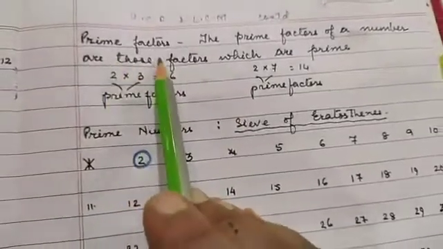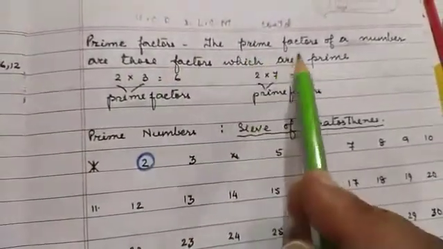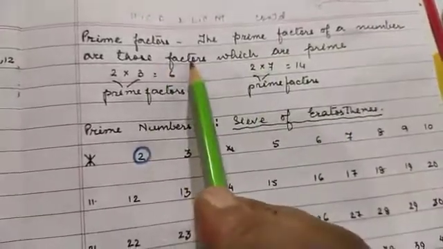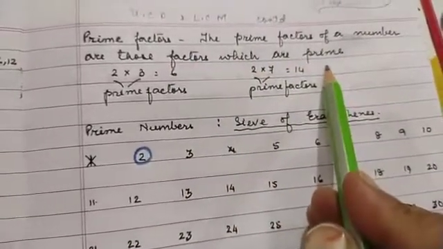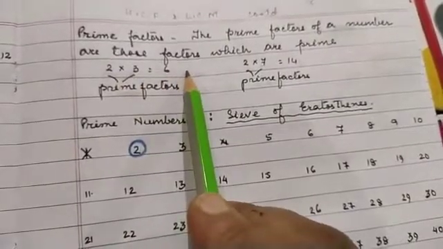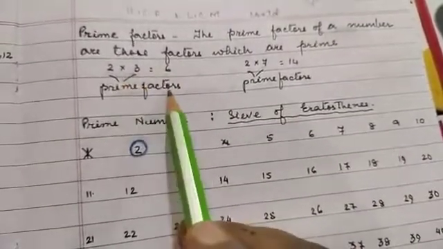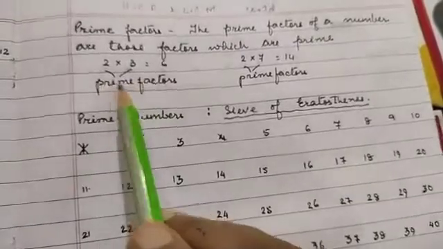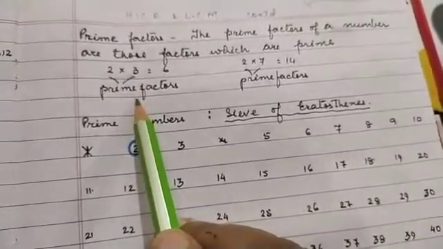Now, what are prime factors? The prime factors of a number are those factors which are prime. 2 into 3 is equal to 6. Here 2 and 3 are the prime factors because they are prime numbers.